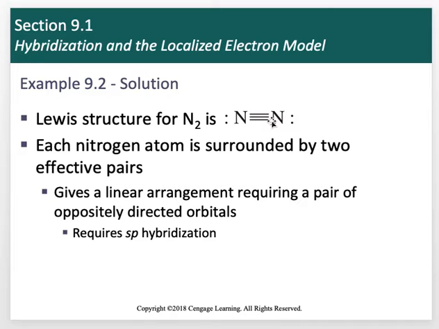Again, for the purposes of this class, you do not need to specifically designate it however you want to do it. If there's a triple bond, two of those have to be pi bonds, one of them has to be a sigma bond. That's all I care about.